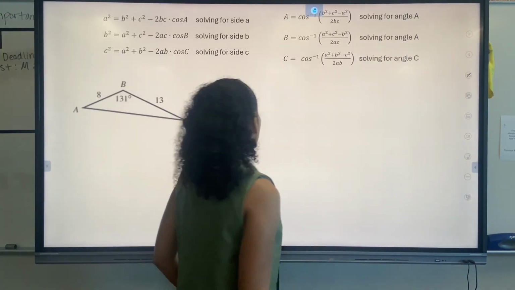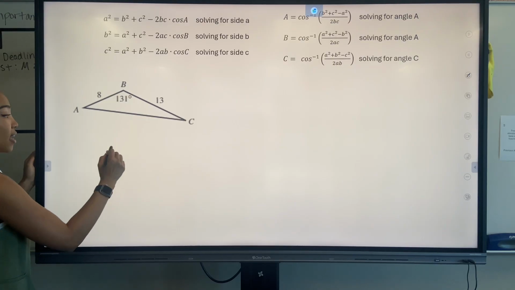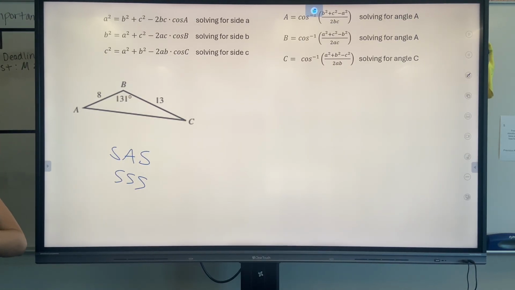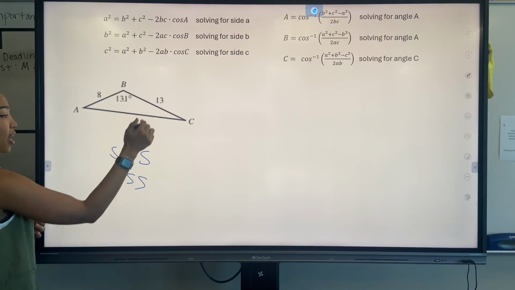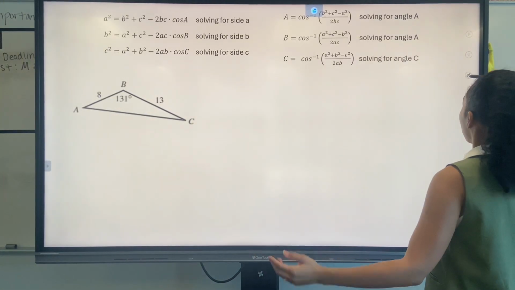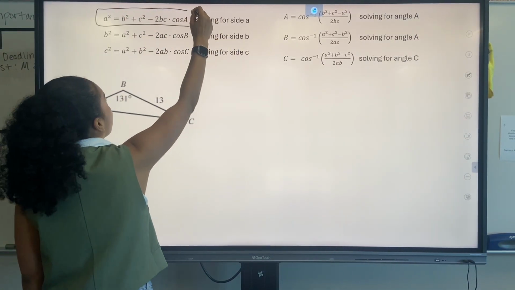All right, so we're gonna apply this formula to find the different sides and angles of a triangle. So here's our first example. Is this SAS or SSS? SAS. Yep, side, angle, side. So we're doing side, angle, side. Whenever you have side, angle, side, we're doing law of cosines. So I'm just going to use this top one right here.